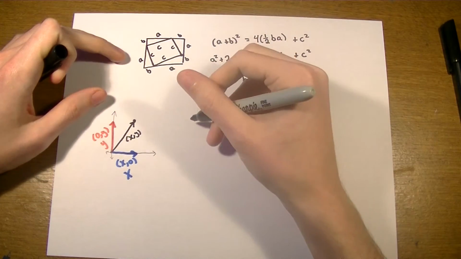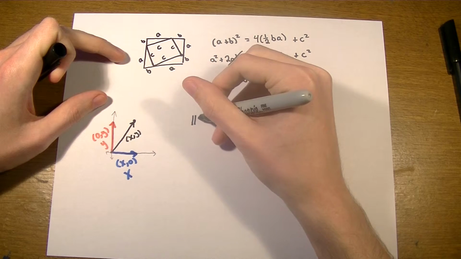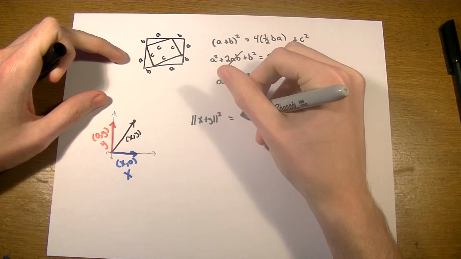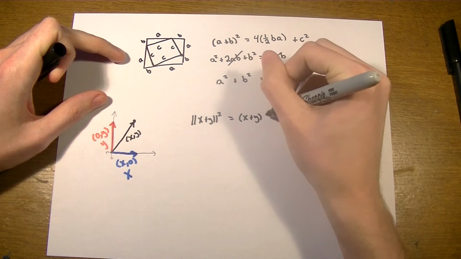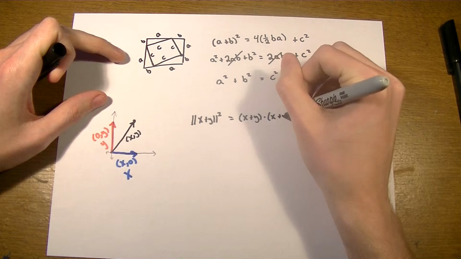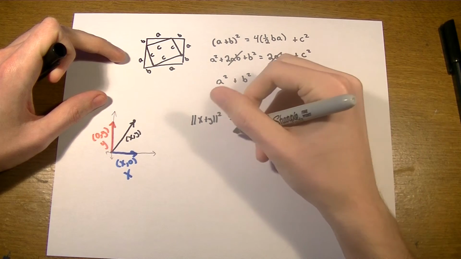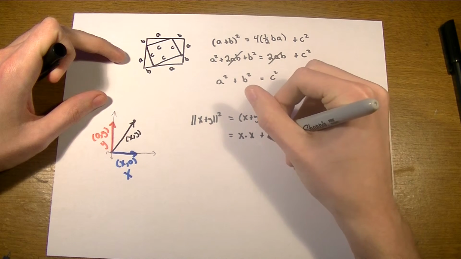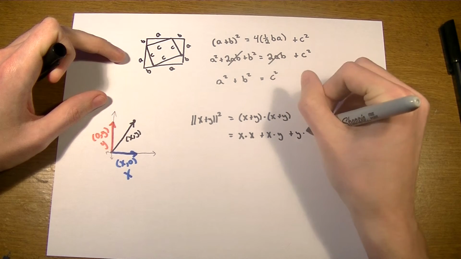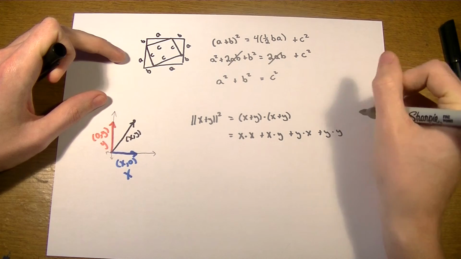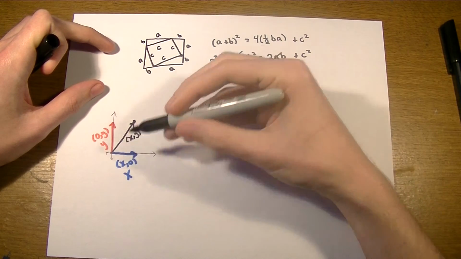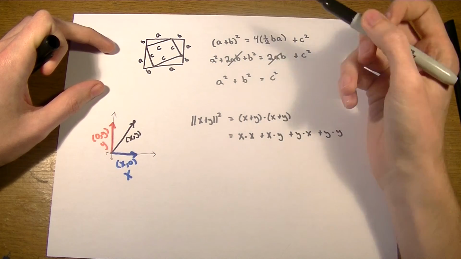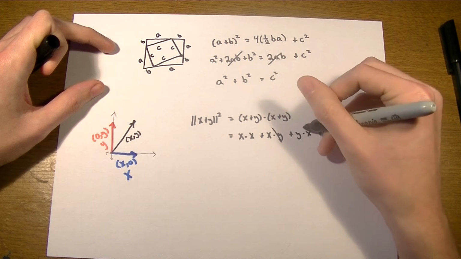So we want to know what the norm of x plus y is squared. Well, this is equal to x plus y dot x plus y. This again is then equal to x dot x plus x dot y plus y dot x plus y dot y. Now, x and y are orthogonal, are perpendicular, so the dot product between them would be 0. So this cancels out, and this cancels out.